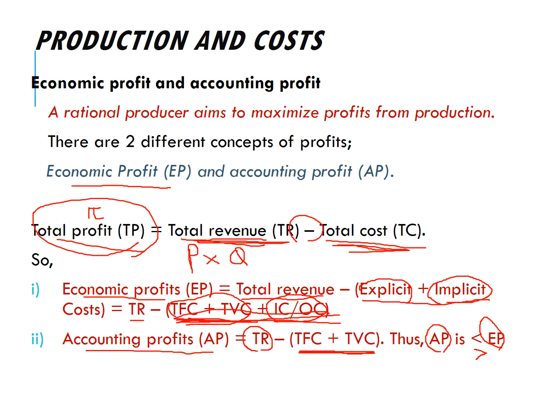So please change in your slide. The symbol is wrong here. So economic profit is lesser than accounting profit. Accounting profit is TR minus a smaller cost, only explicit cost without deducting implicit cost. So that's why accounting profit is bigger than economic profit.